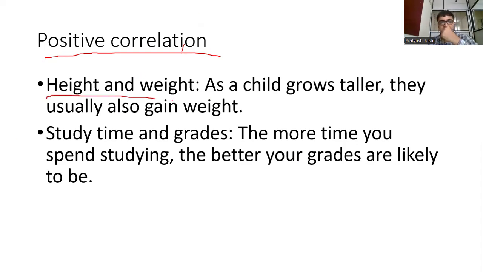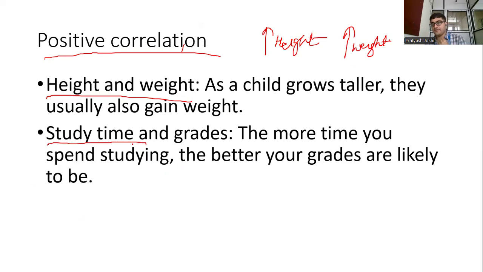The first example is height and weight. As a child grows taller, as the height increases, you will expect that weight will also increase. For example, the weight of a 3 year old child, and when the same child grows to be 5 years old, the height increases, the weight also increases in general. Similarly, if you study hard, spend more time studying, or spend more time honing a skill, it is very likely that your grades will improve, you will become better at that skill. So this is also an example of positive correlation.